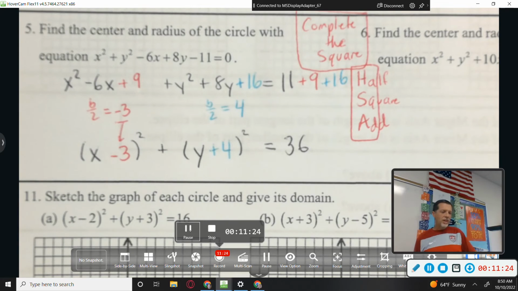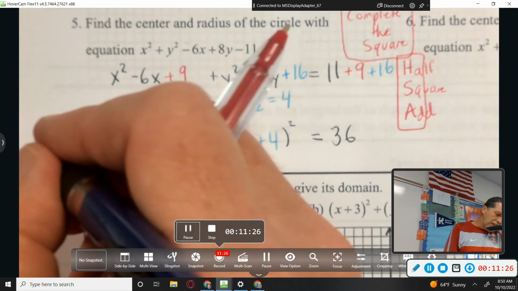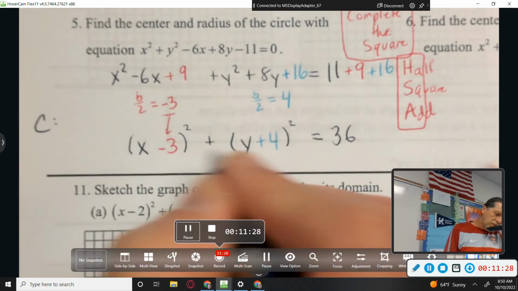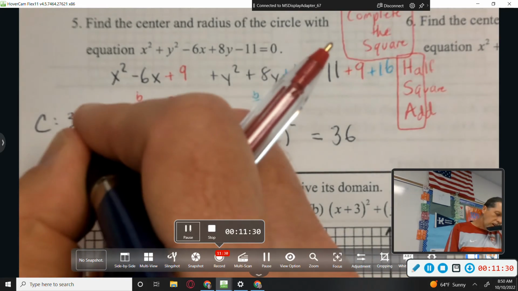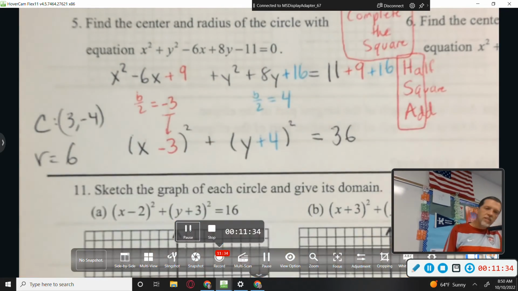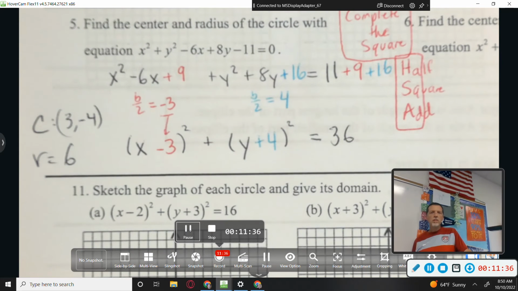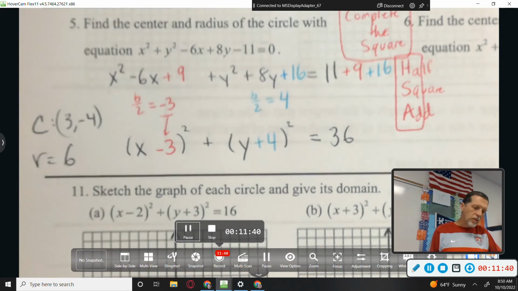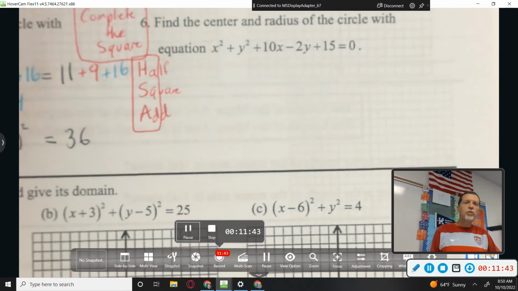Now we can find the center and the radius. I mean, that's the easy part. 3, -4, with the radius of 6. So half it, square it, add it, and make sure you answer the question. All right, why don't you try number 6?